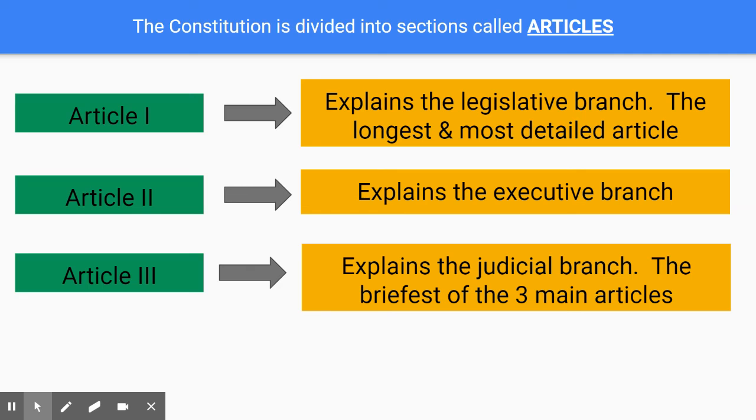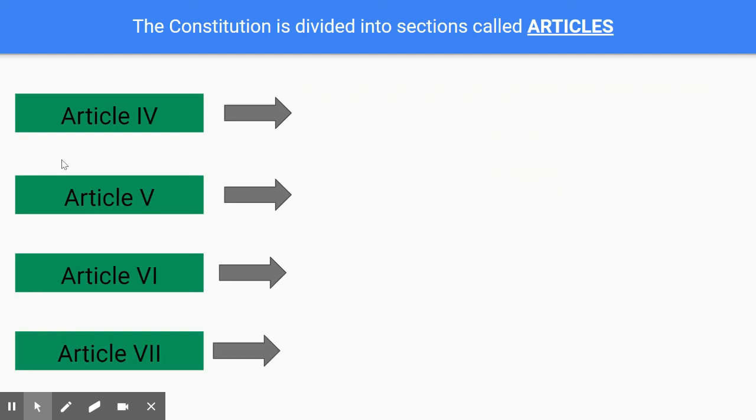And that's because they thought that the courts posed the least threat to the citizens and didn't need as many rules and regulations. There's an argument to be made that they got that wrong and that the judicial branch can actually be the most threatening, but the founding fathers didn't see it that way, and that's why Article 3 is so brief. But anything dealing with the Supreme Court or the judicial system can be found in Article 3.